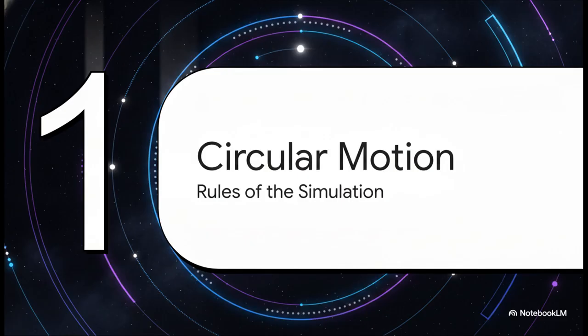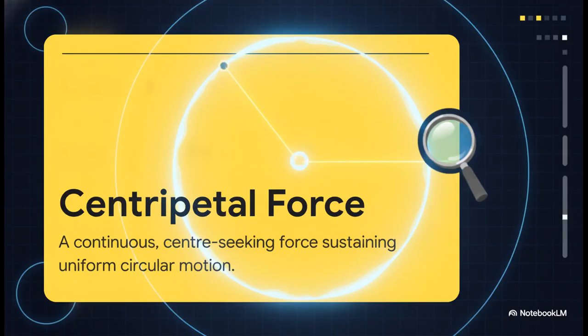Section 1. Forces of circular motion. The rules of the simulation. So, to really understand the cosmos, we first have to figure out the basic rules of our cosmic simulation. Think about a planet orbiting the sun. What keeps it moving in that perfect circle instead of just flying off into the void of space? The answer is centripetal force.